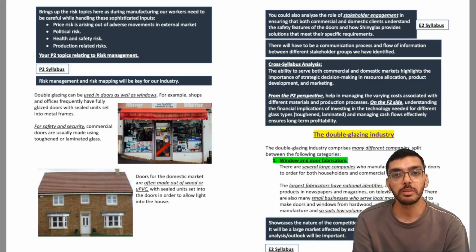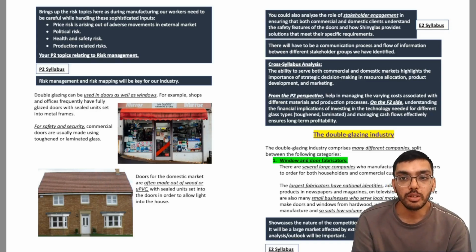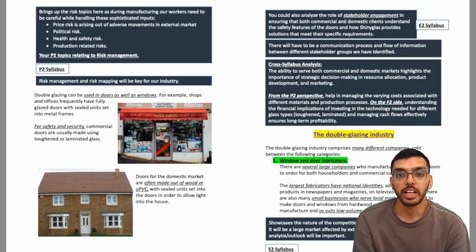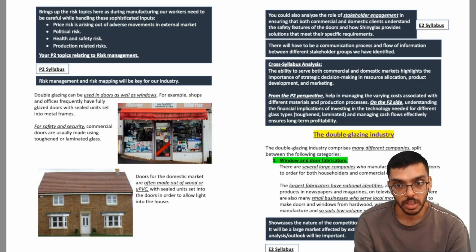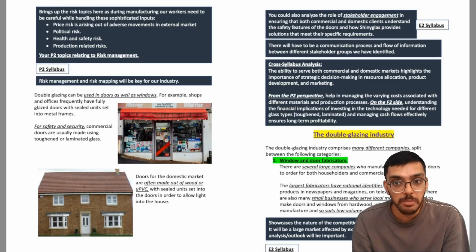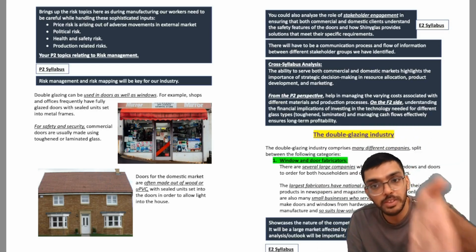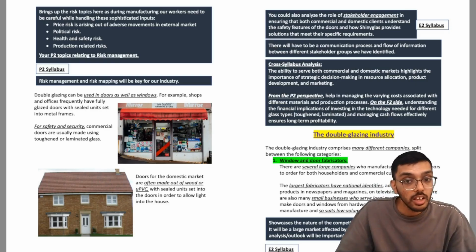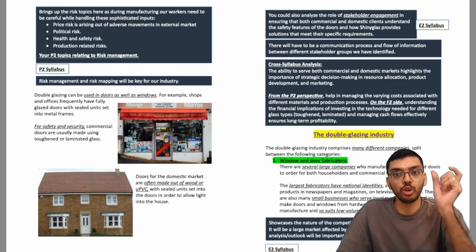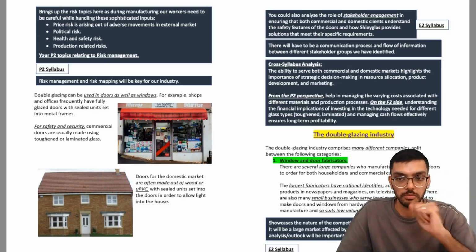Giving you some cross-syllabus analysis, the ability to serve both commercial and domestic market highlights the importance of strategic decision making. From the P2 perspective, the help in managing the various costs is going to be important. On the F2 side, understanding the financial implications of all of these different products, all of this different capital that we'll need is important to keep in mind. So we learned a lot through this discussion.